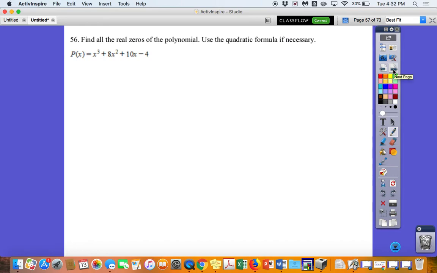Okay, so if we keep going, find all the real zeros of this polynomial. Use the quadratic formula if necessary. Again, your q value is 1, so let's not waste our time listing out a bunch of stuff that we don't have to. So it's just all the factors of 4. The good thing is we have a small list.